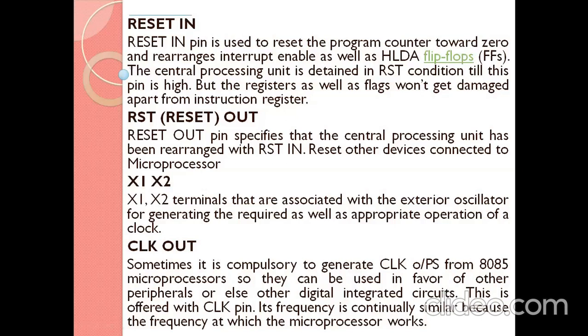X1, X2 are used for the oscillator. There are two oscillator connections, to X1 and X2. It is used to generate the clock signal. The clock signal is a square pulse. It has an on time and an off time. It is generated by the 8085 microprocessor, and it is given to all the peripheral devices.